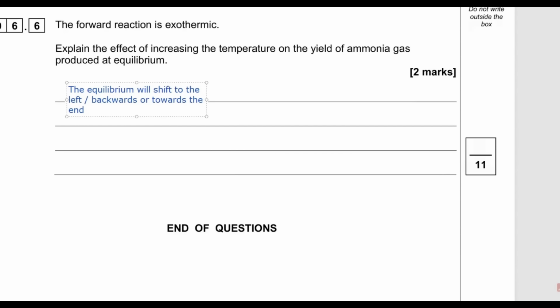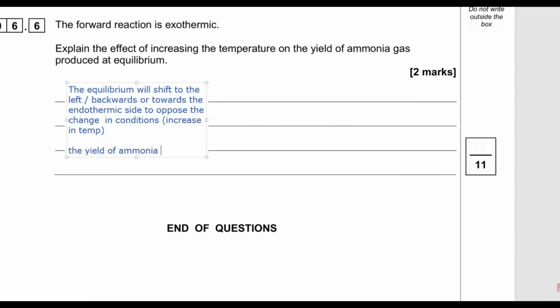And this is because Le Chatelier says it was trying to oppose the change, which was the increase in temperature. So it shifts to the endothermic side. And this gives us less ammonia. We need to include that we will get less ammonia. The yield of ammonia will go down or decrease, and that will be all of the marks.